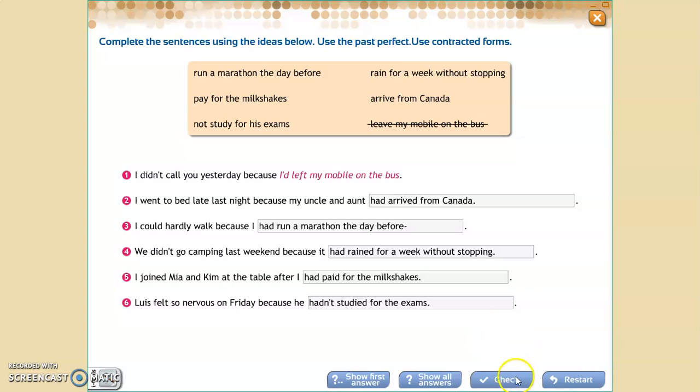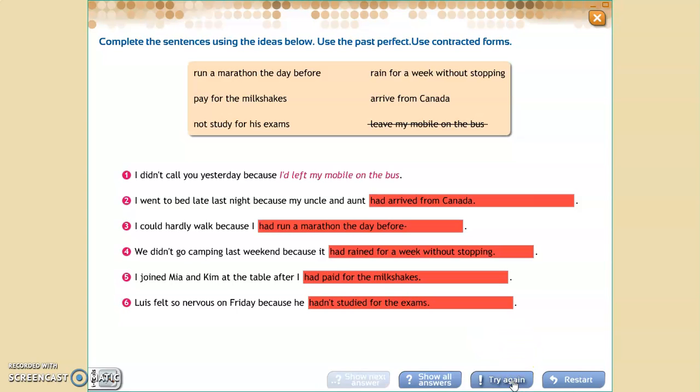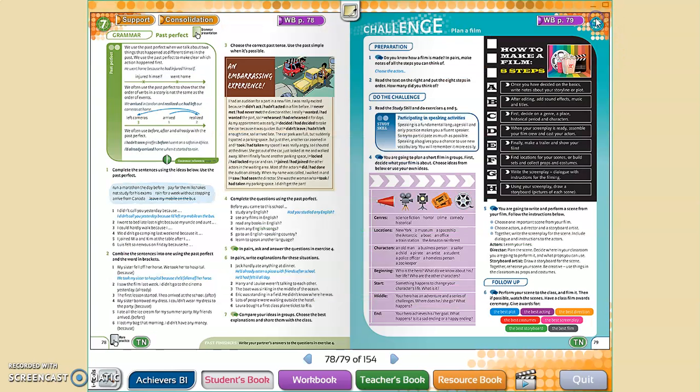So I'm gonna click on the check button and, well, if I check again, the answers are totally and absolutely correct. Okay, so here you go. Very well. So now let's go on to the next exercise.